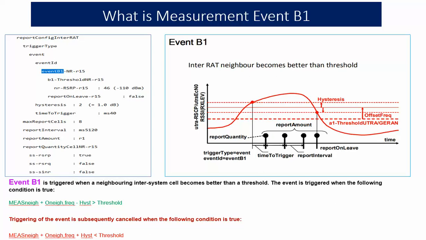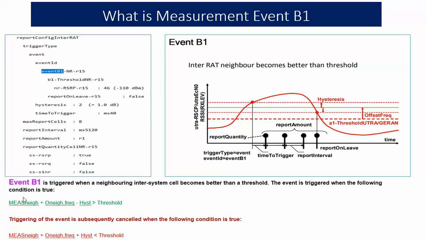So if we get any kind of issue camping on 5G from 4G, you can check here the threshold of the B1 event, and the time to trigger. We need to check what parameter values are defined for the B1 event.